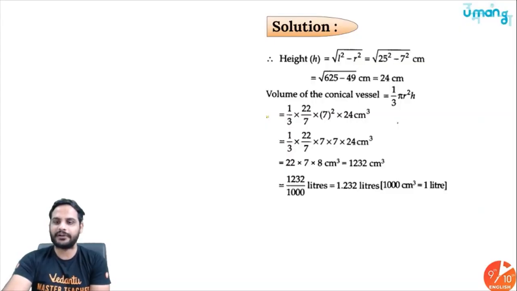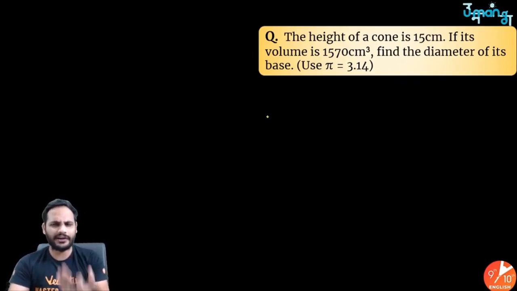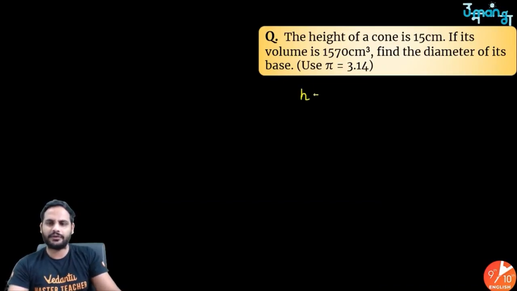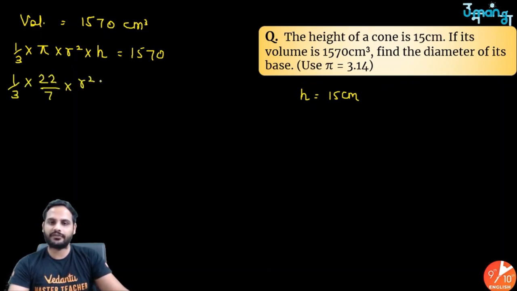Okay, let's go ahead now. Next question is this. The height of a cone is 15 centimeter. If its volume is 1570 centimeter cube, find the diameter of its base. Now, not a difficult question. Height is given as 15 centimeter and they have given me the volume, 1570 centimeter cube. Now volume is 1 by 3 into pi into r square into h, equal to 1570. So 1 by 3, pi is 22 by 7, into r square, into h which is 15, is equal to 1570.